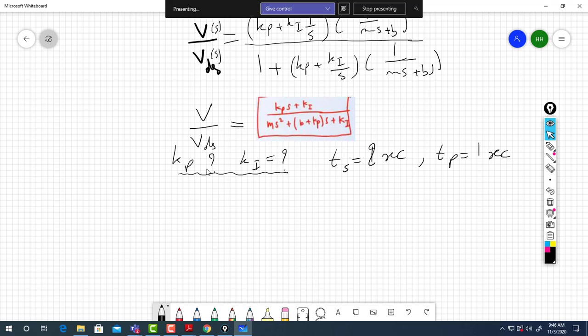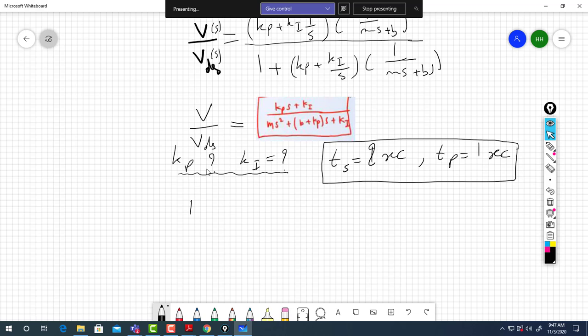So settling time equal 2 seconds and peak time equal 1 second. Those are my design requirements. I need to design a controller to achieve a settling time of 2 seconds and peak time of 1 second. Okay, then how do I relate this to pole placement and to Kp, Ki at the end?